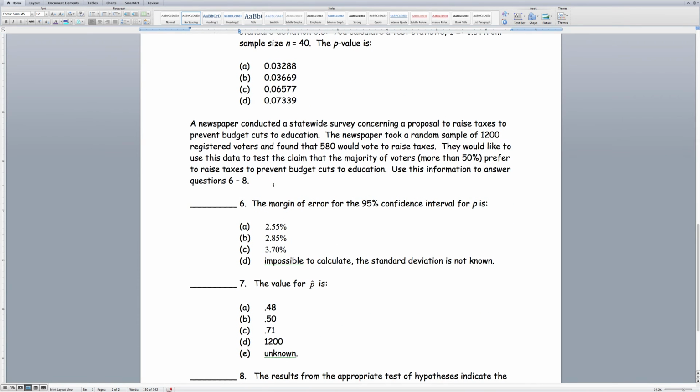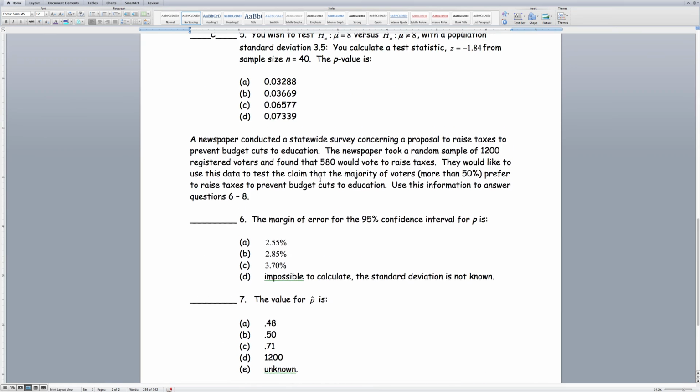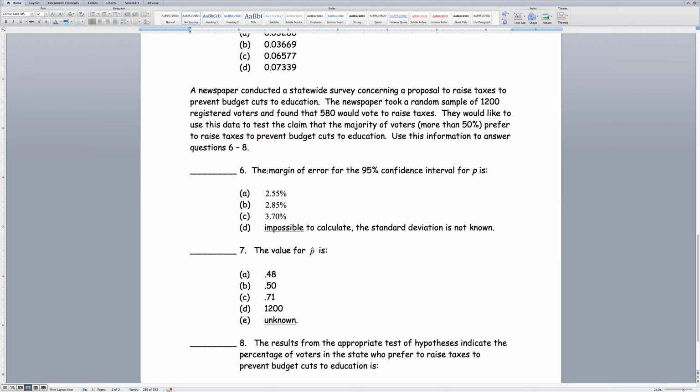Now, this next question, again, pay attention to the detail here. We've got information we're going to use for multiple problems. The first question says, use this information to find the confidence interval. And gang, right there is a percentage. So we're ultimately looking at a statewide survey concerning a proposal to raise taxes, so we're looking at the percentage of registered voters who would vote to raise taxes.